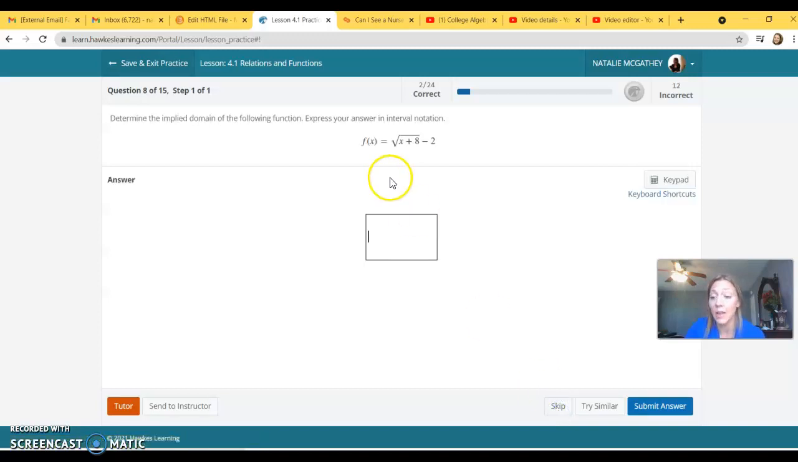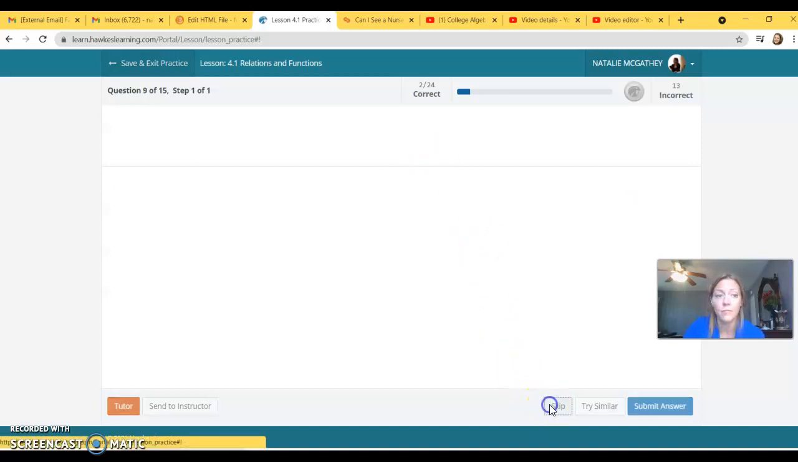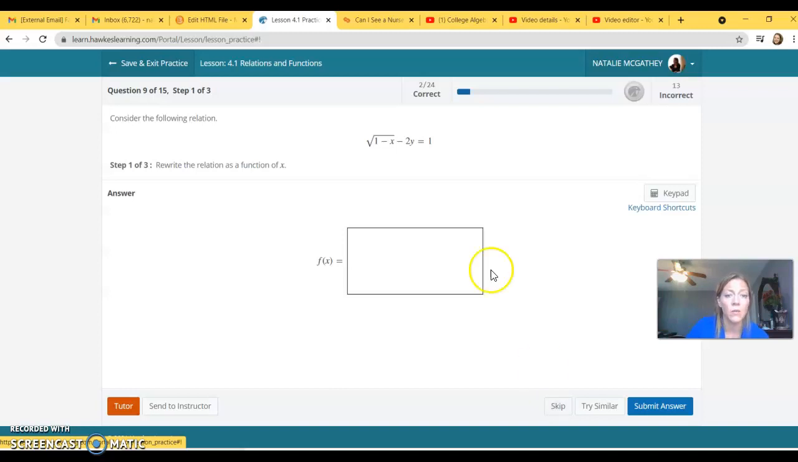Okay, find the implied domain. Here you have a square root, so you know that the square root of a negative is not a real number. So take the radicand. The radicand is what's underneath the root here. Take x plus 8, set it greater than or equal to 0, and solve. Let's go through the rest here. Here, rewrite it as a function. So solve for y and use that function notation f of x.